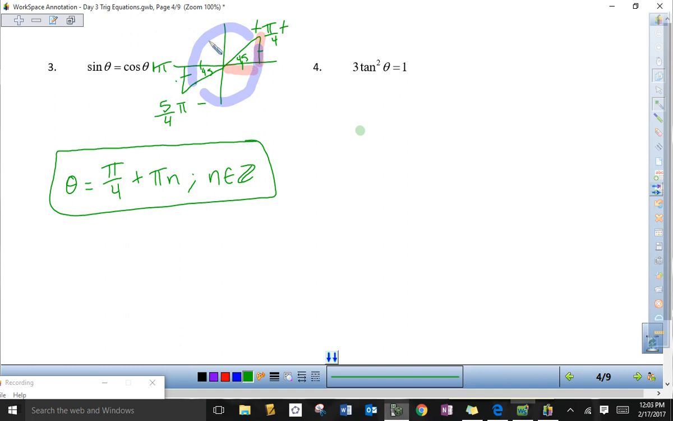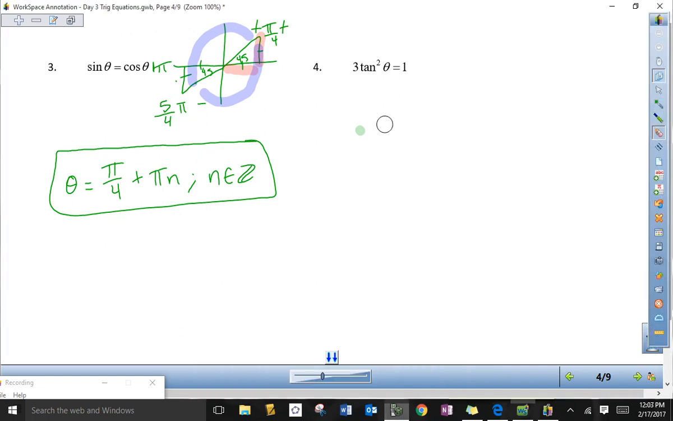Anytime there's a pattern where there's an equal distance between all of the solutions, you want to see if you can see what that distance is. That allows us to simplify our equation, so that we're not repeating ourselves and hitting the same solution more than once.